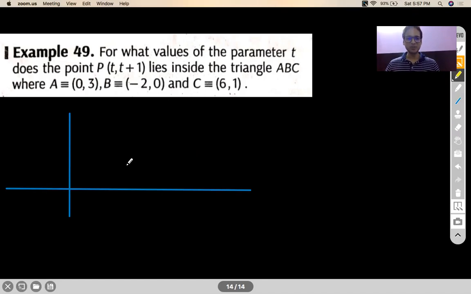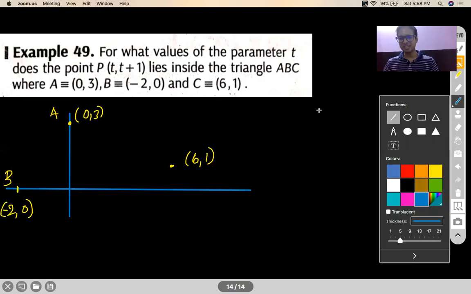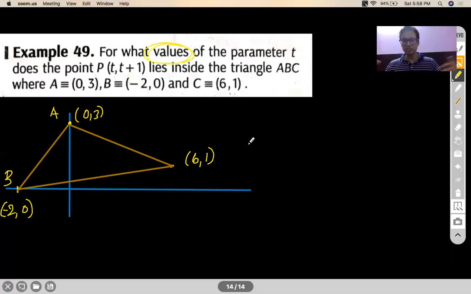So you have 0 comma 3. Let me just sketch it. A is 0 comma 3, B is negative 2 comma 0, and C is somewhere 6 comma 1. Yeah, now I can see your message, Shreyas. These are the vertices of a triangle. The question is, for what values of t does a point like t comma t plus 1 lie inside? You may get a range of values of t.